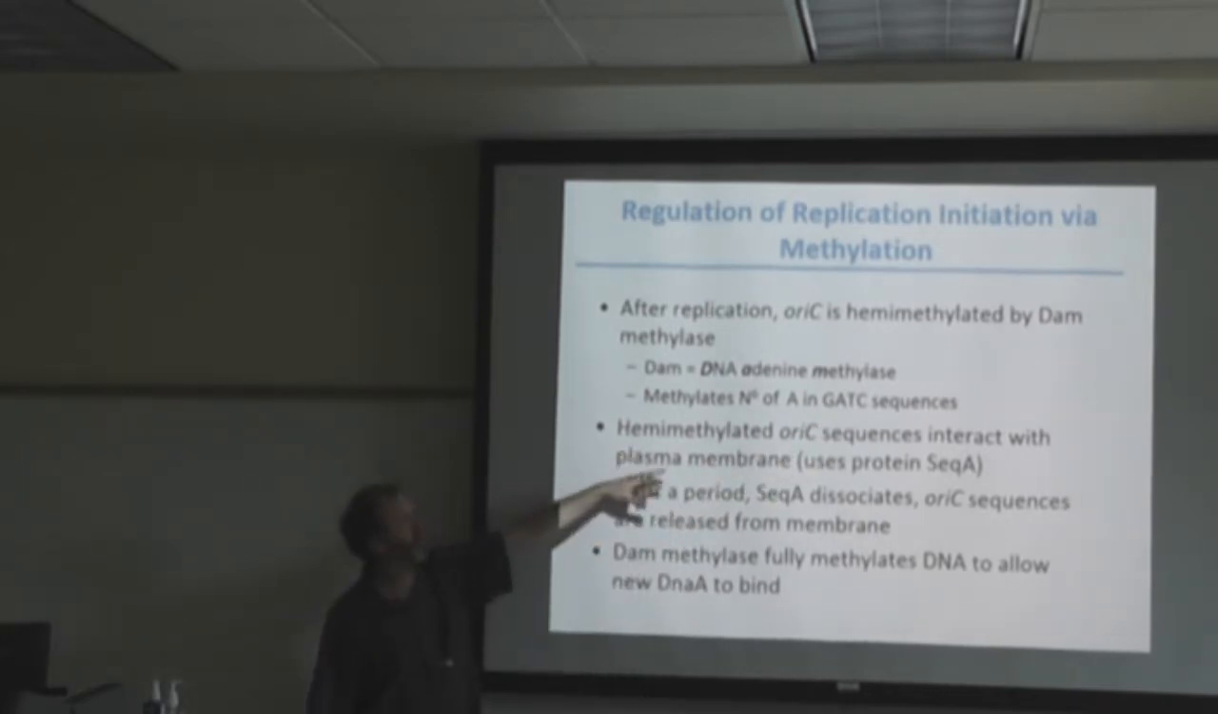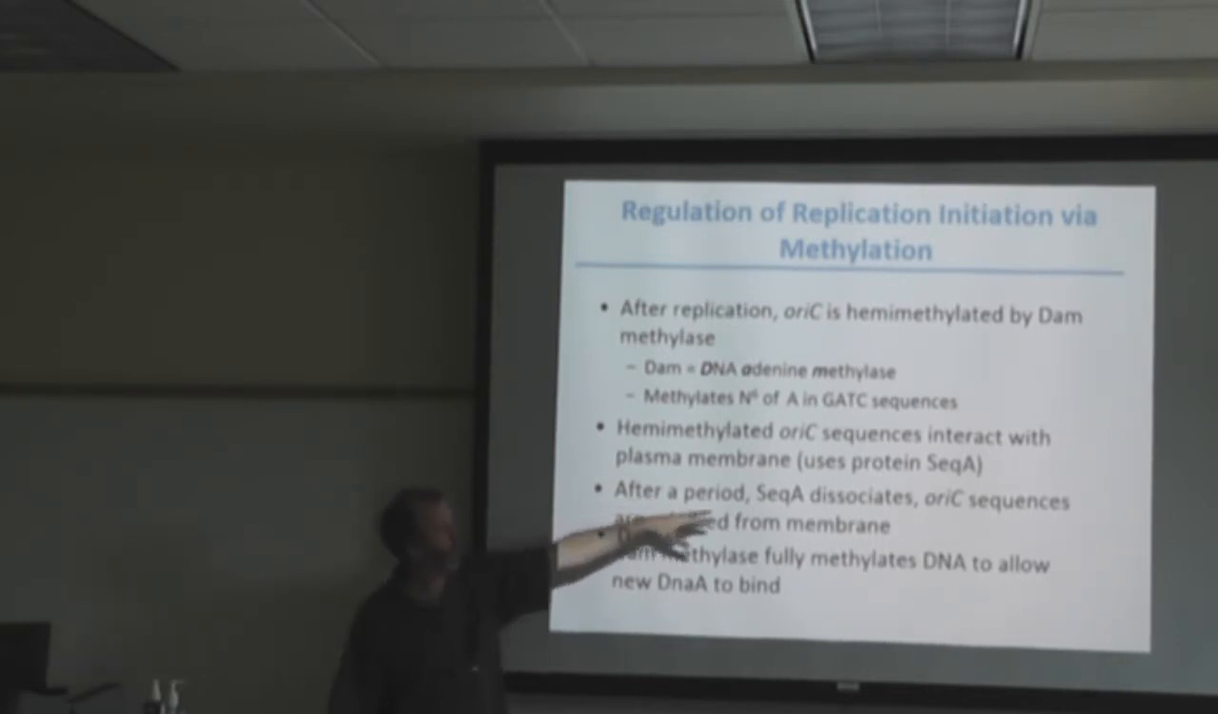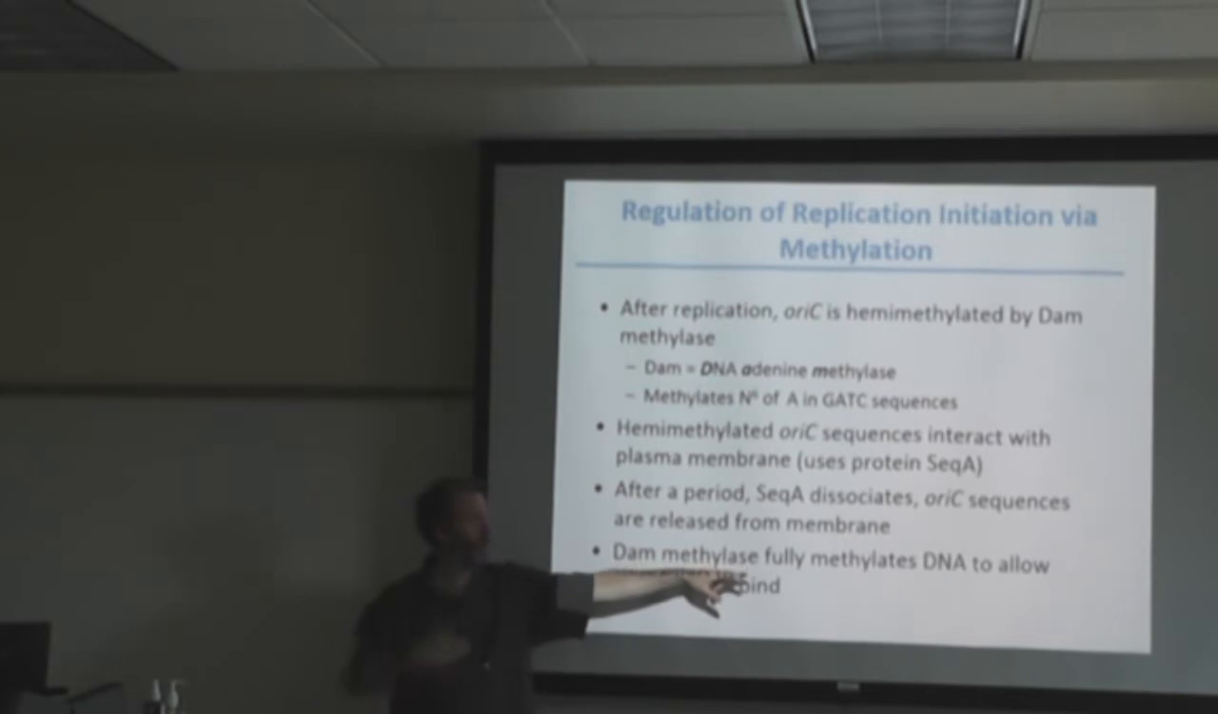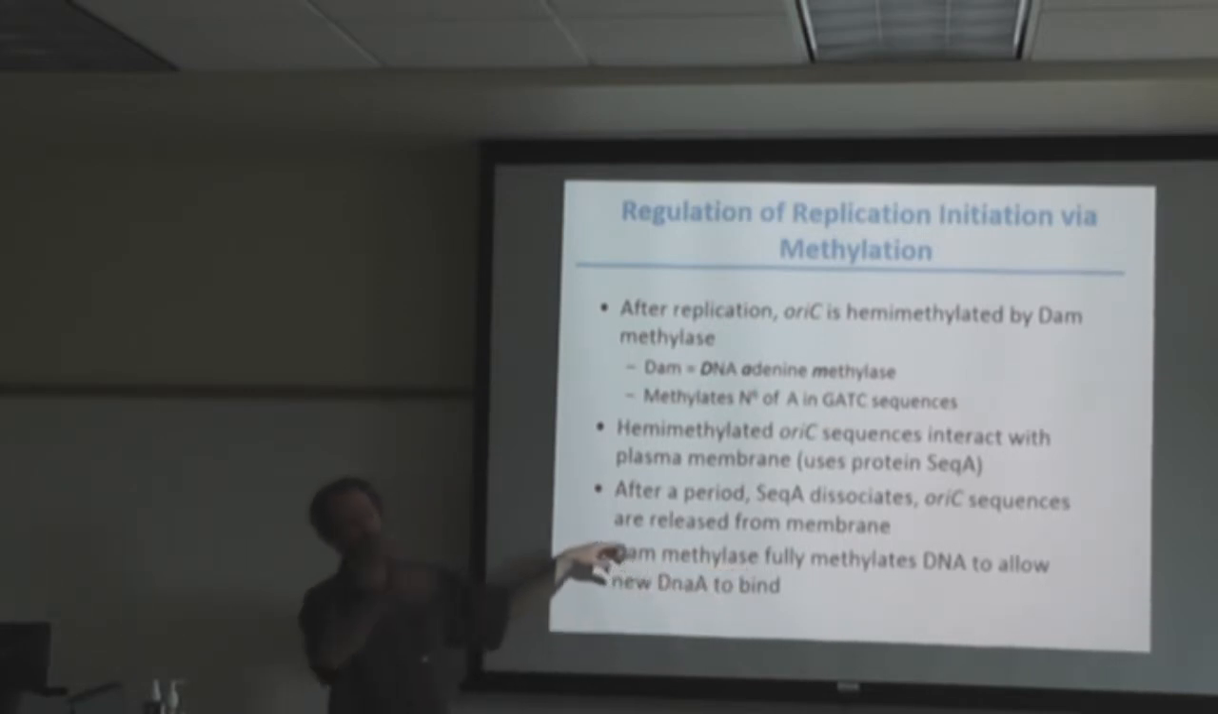The hemimethylated origin sequence interacts with the plasma membrane using SeqA, and after a period, SeqA dissociates. OriC sequences are released from the membrane. The DAM methylase fully methylates the DNA to allow the new DNA to bind. So once you replicate, it's just hemimethylated.